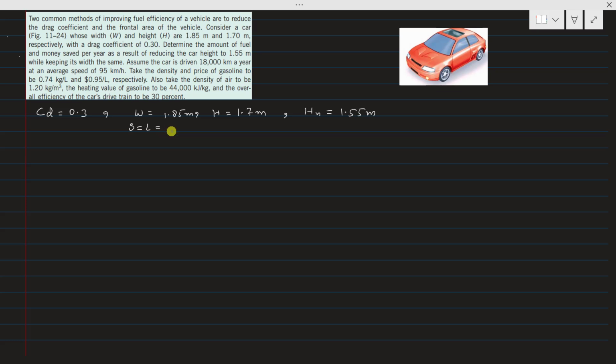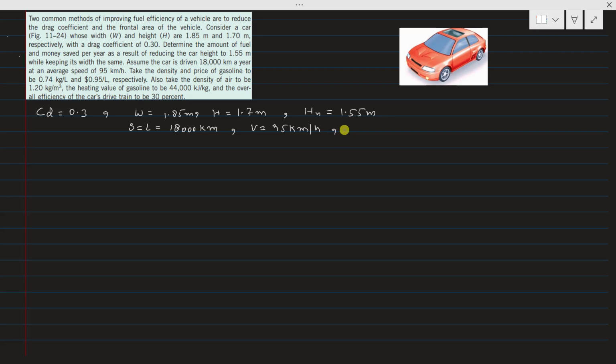Then the length the car covers, that is the distance L that it covers per year, is 18,000 kilometers. The average speed of the car is 95 kilometer per hour.